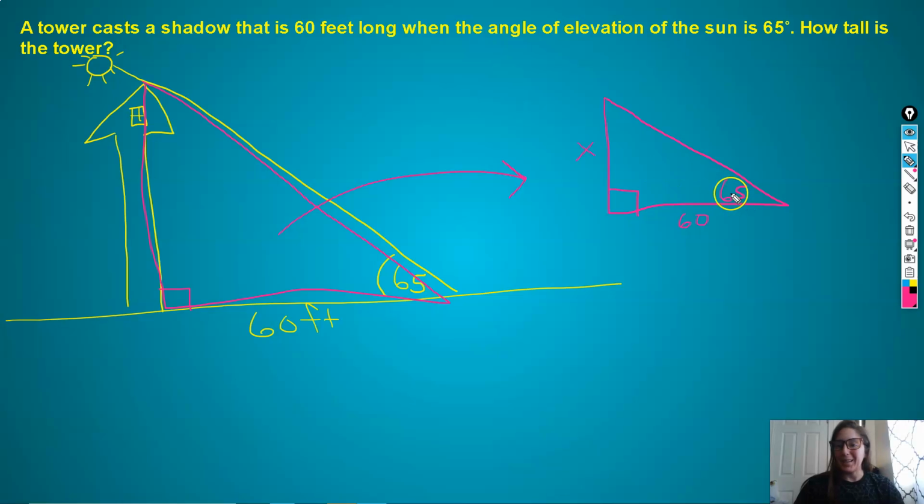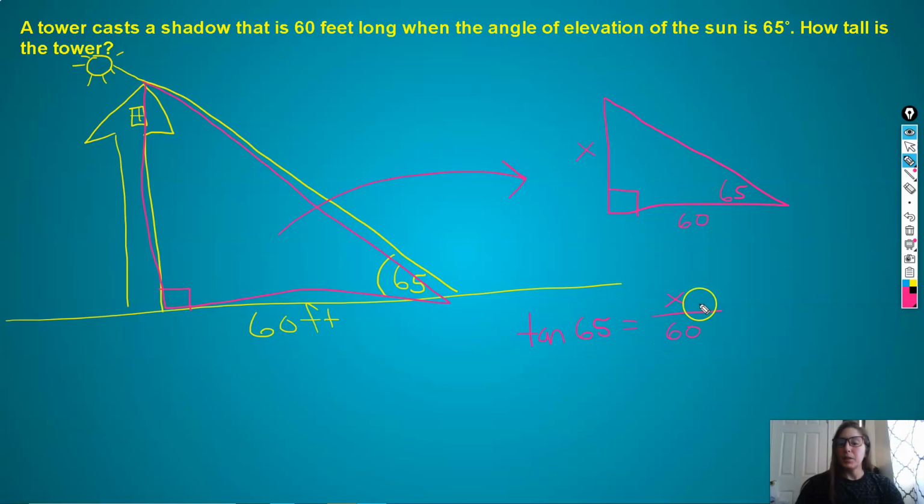Alright, well, how do I find x? What do I have? I have an angle and I have a side. What relationship of these two sides to this angle do I have? From the perspective of 65, I have an opposite side and an adjacent side. So which trig function deals with opposite and adjacent? I'm going to use one of the main three. Well, tangent does. So the tangent of 65 is equal to the opposite side, which is x, over the adjacent side, which is 60. And remember, everything is from the perspective of the 65.